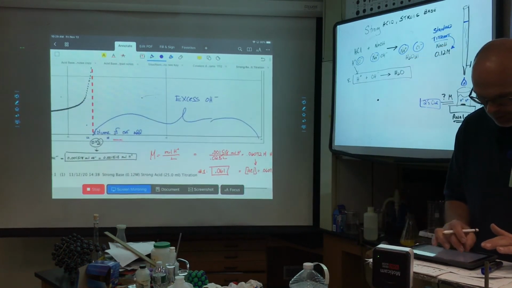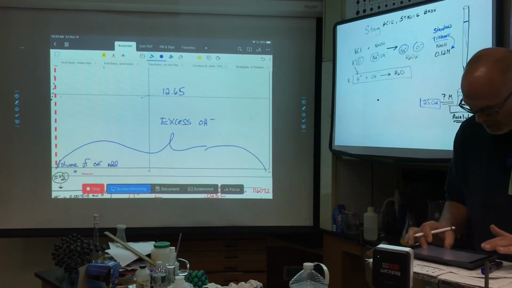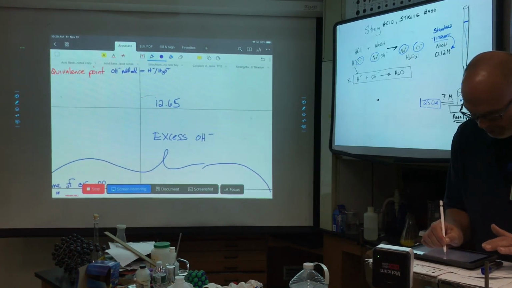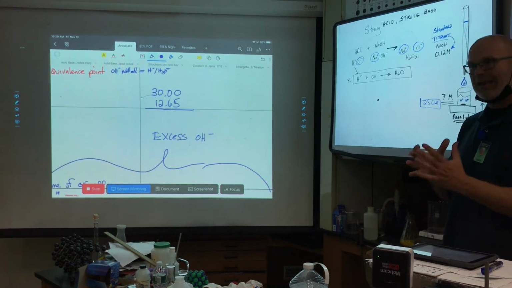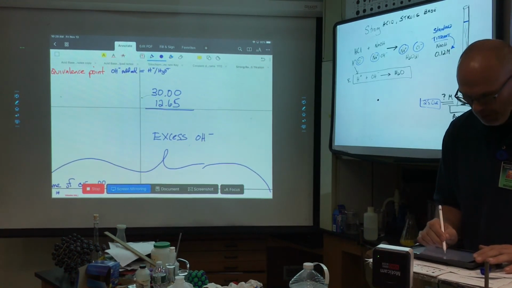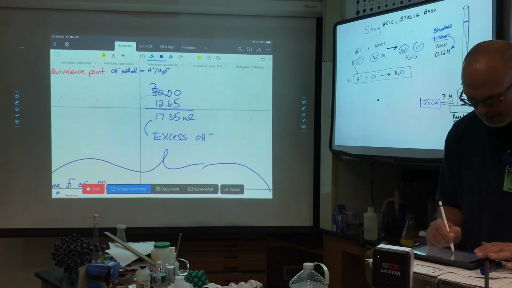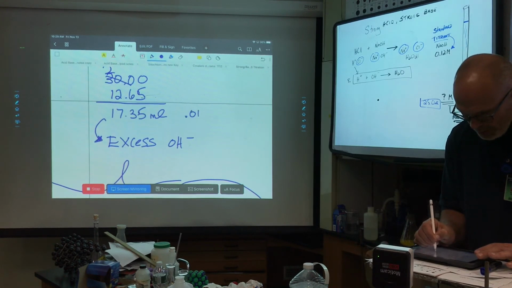Well, we got 12.65, and we added it to 30. So I'm going to take 30.00 minus 12.65. This is going to tell me exactly the base that was added that was in excess. What do we get here? 17.35 milliliters of excess what? Hydroxide. Okay, let's go find the moles. We've done this before. Convert this to liters. 0.01735 liters.